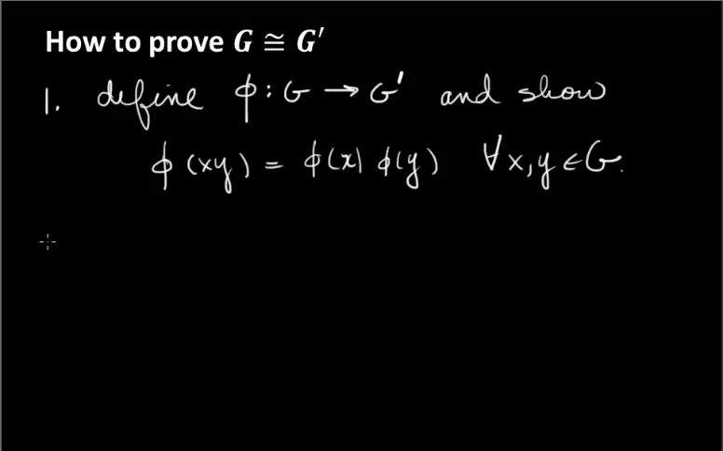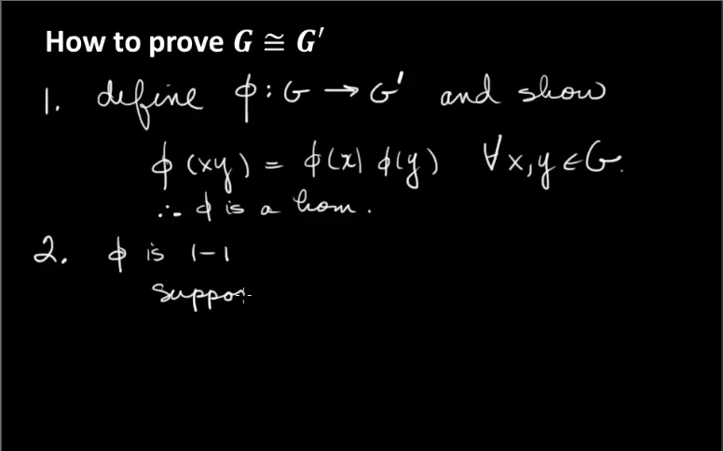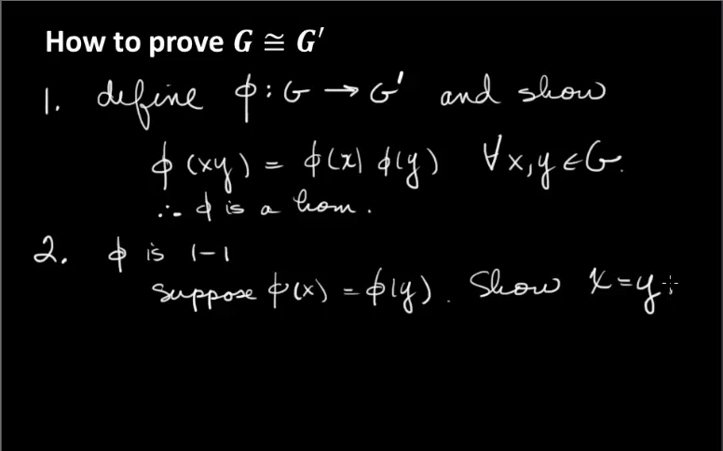Okay, then step 2, that means it's a homomorphism. Let me put, therefore, phi is a homomorphism. But then you have to show that phi is 1-to-1. Now how do we do that? Well, we've done this before: suppose phi of x is equal to phi of y for some x, y in G, and then show that this leads to x must be the same as y.